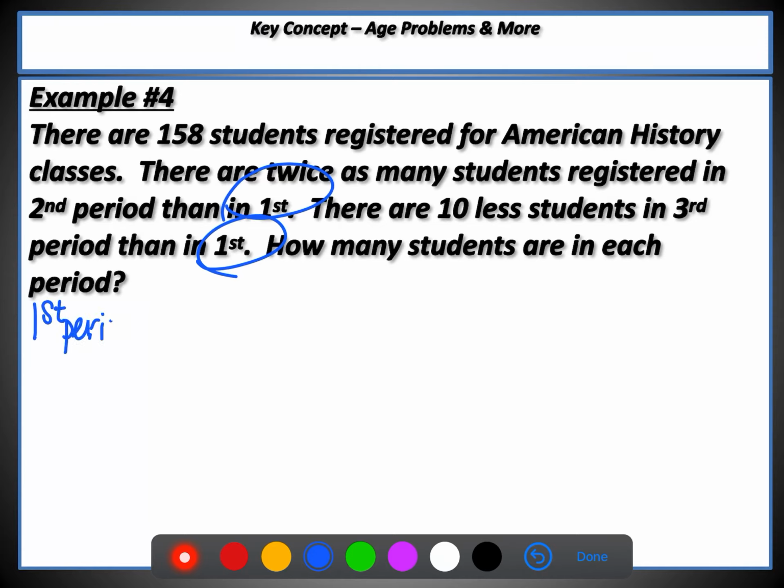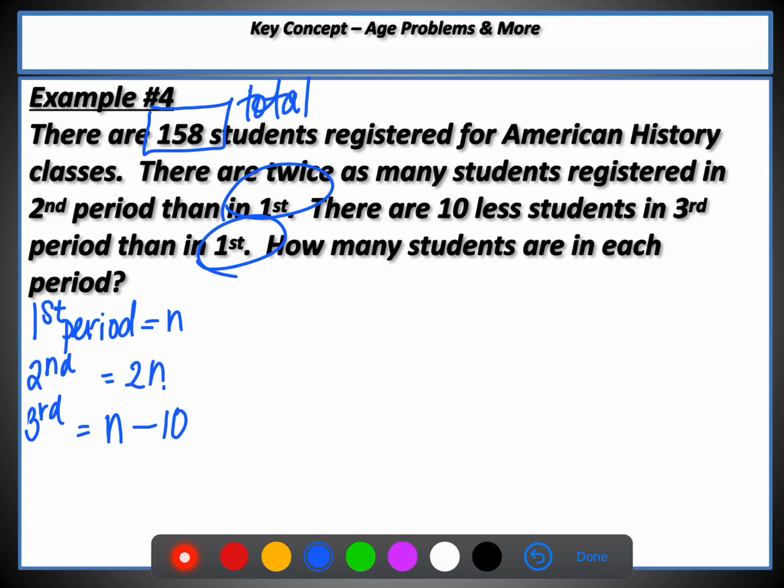All right, so first period should be my n. There are twice as many students in second period. There are 10 less in third. So there are my three expressions. All we did was translate based on the comparison to n. How many students are in each period? And I know that there is a total of 158, so that's going to give me my equation.